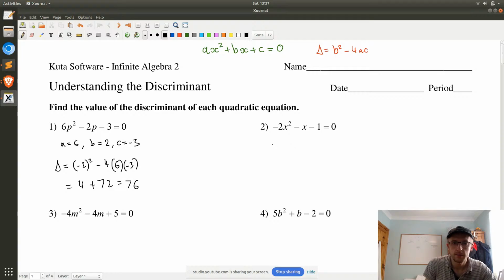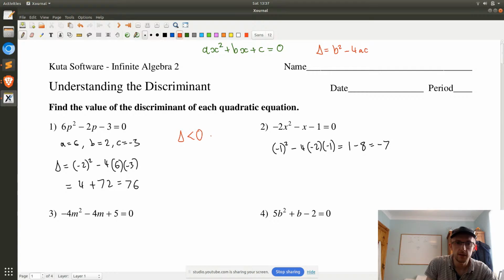And here, 1 squared minus 4. Just write it all out in brackets like that. 1 take away 8. So -7. Now, what's the discriminant used for?